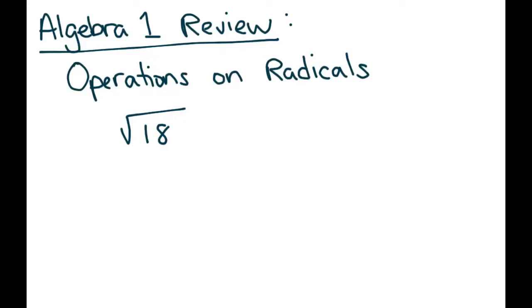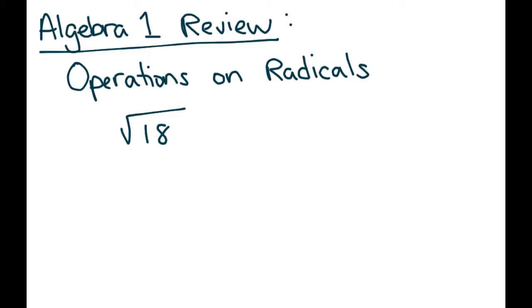This video is on operations on radicals, or I should probably say operations with radicals. It's an Algebra 1 review in preparation for work on radical functions. In Algebra 1, one of the things we learned how to do was to simplify radicals. That means not plugging them into the calculator and writing down a decimal equivalent. I want an exact simplification.